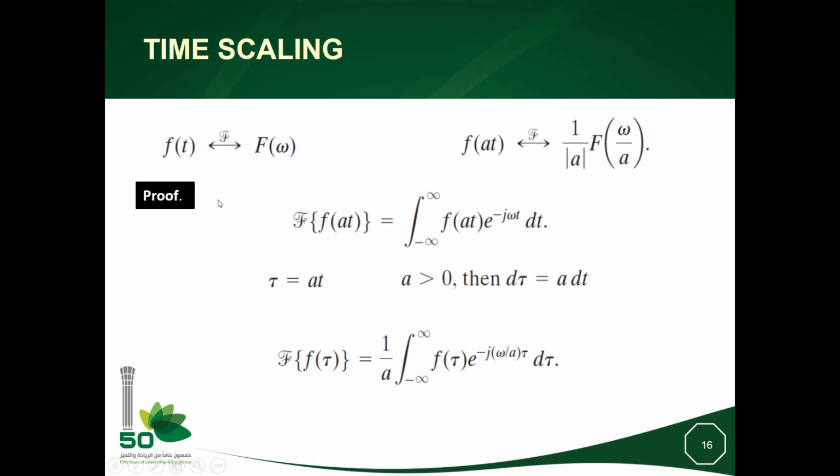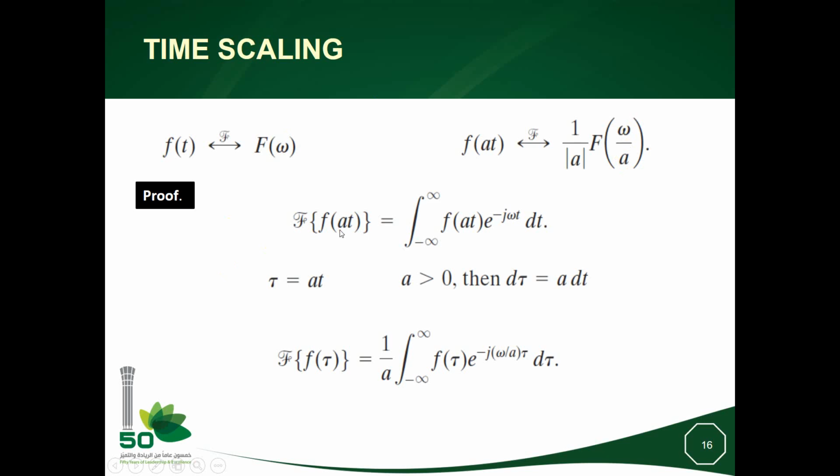If I have a function f(t) which has a Fourier transform F(omega), we will prove that if I scale the function f by a coefficient a, which could be real, without any restriction on a, then the Fourier transform of f(at) is 1 over the absolute value of a, F(omega over a).